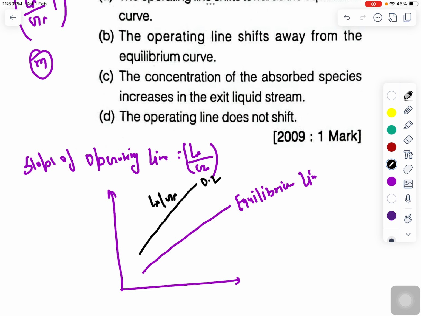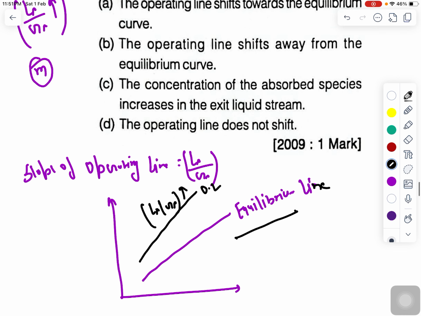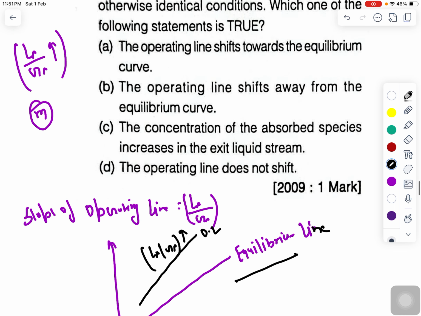Ls divided by gs. So if I increase ls divided by gs, what will happen? Operating line slope will increase and it will shift away from the equilibrium line, right? So just see which options will be correct. The operating line shifts towards the equilibrium line, that is wrong. The operating line shifts away from the equilibrium curve.